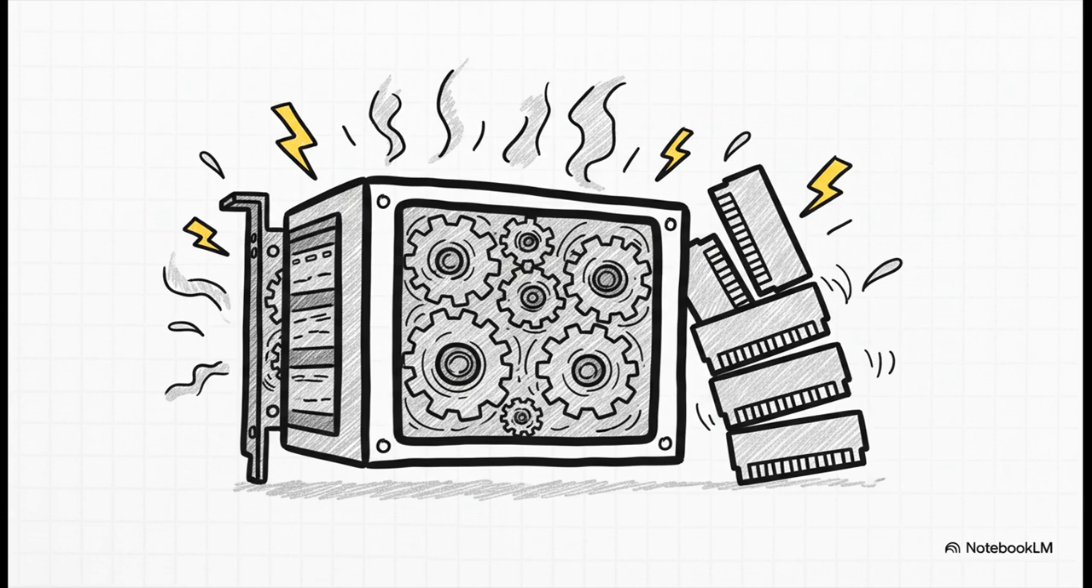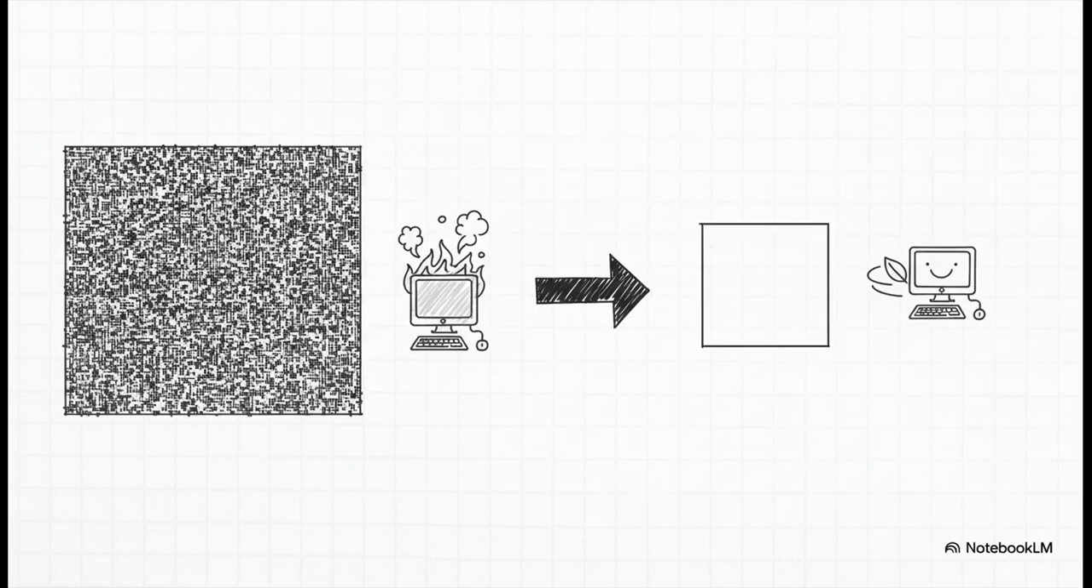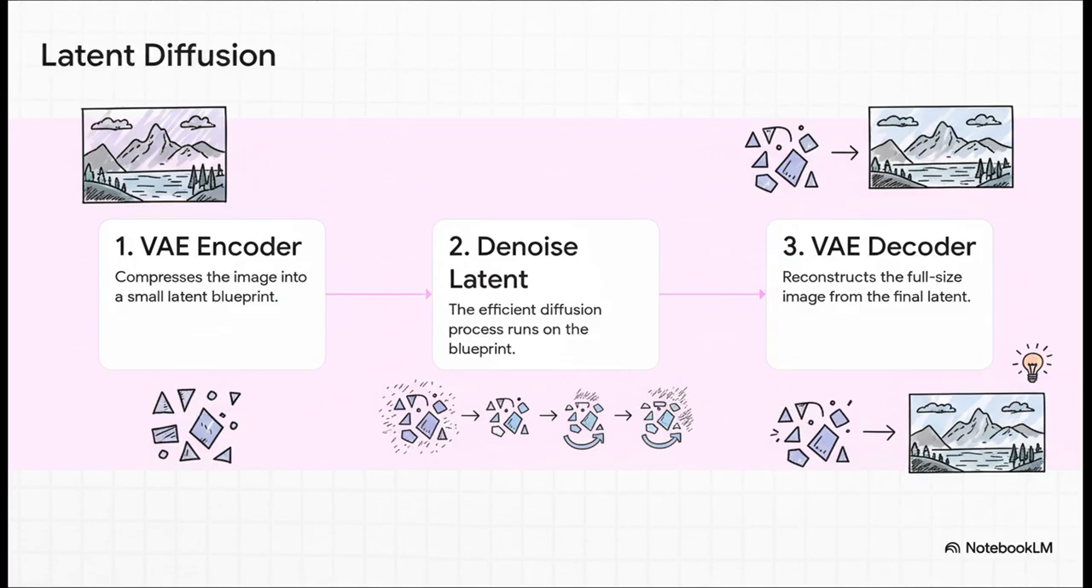It took a ridiculous amount of memory and processing power that most people just don't have lying around. And the solution they came up with was just genius. They basically said, okay, instead of working on the giant pixel-heavy image itself, what if we worked on a much, much smaller, compressed version, like a little data blueprint of the image? And this is the secret sauce behind huge models like Stable Diffusion. It's called latent diffusion. Here's how it works.